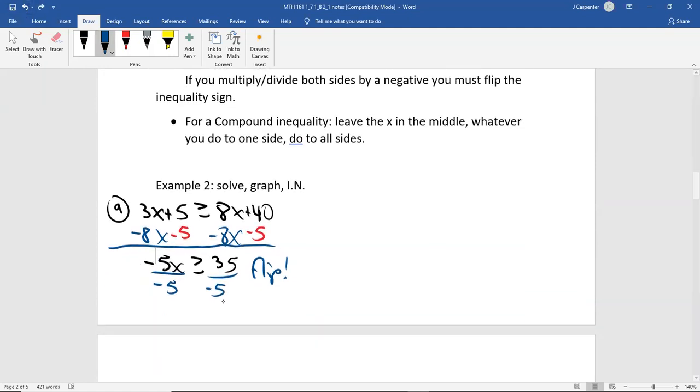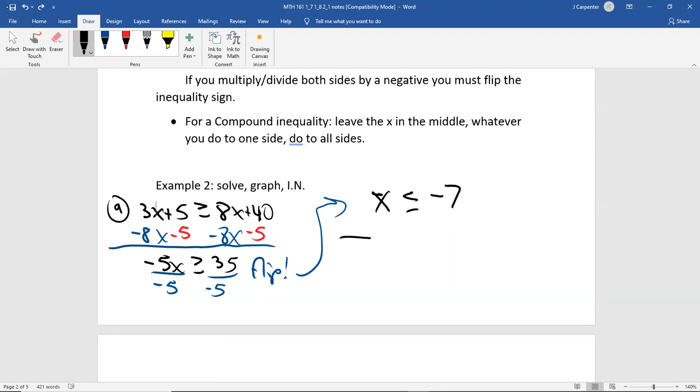So what we're going to get is x on the left-hand side. The greater than or equal becomes a less than or equal to, and then negative 5 goes into 35 negative 7 times. It has nothing to do with the number on the right-hand side, whether it's positive or negative. It has to do with the variable being negative and you dividing or multiplying by negative to get rid of that. So this has changed directions. So that's the solution in inequality form.